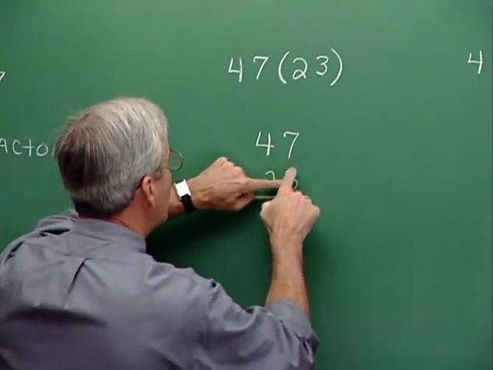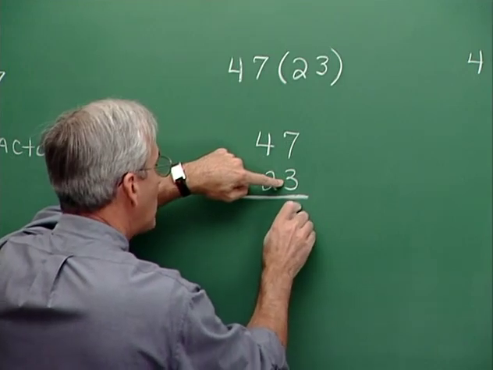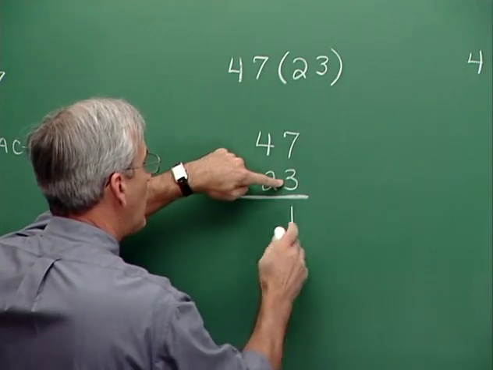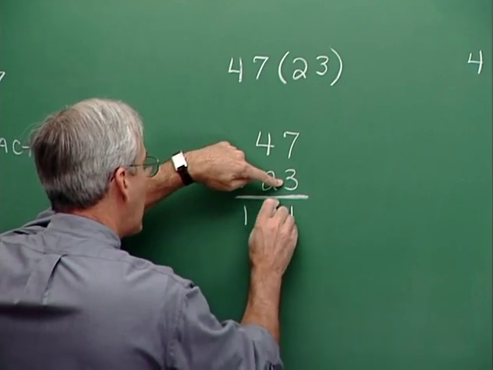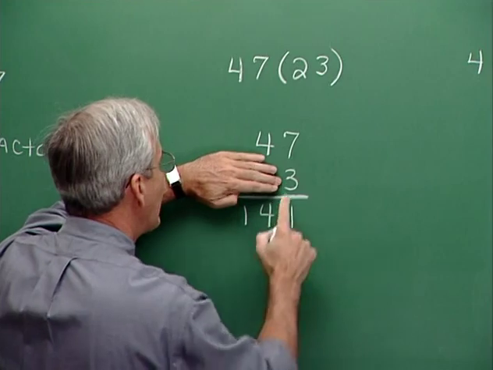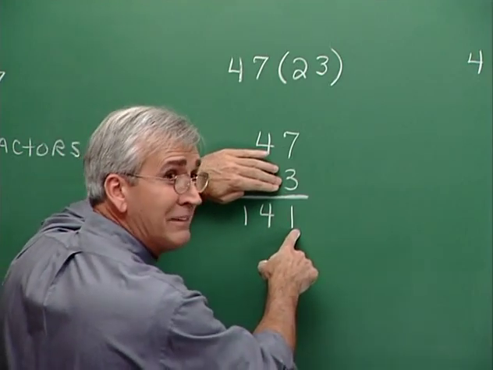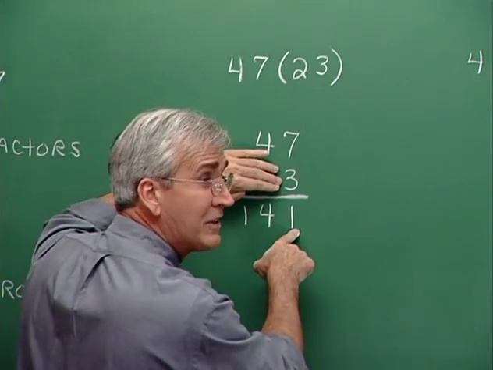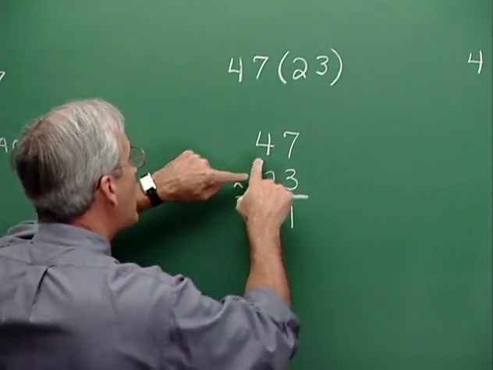Let's go through the process. 3 times 7 is 21. I'll write the 1 and carry the 2. 3 times 4, 12, and 2, 14. So I'm writing 141. All this means is that 3 times 47 is 141 ones. That is a way to think about it. And then 2 times 47.